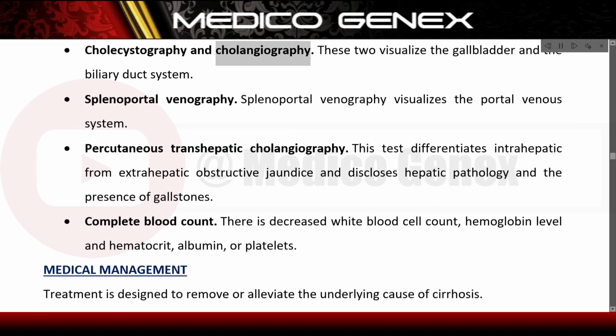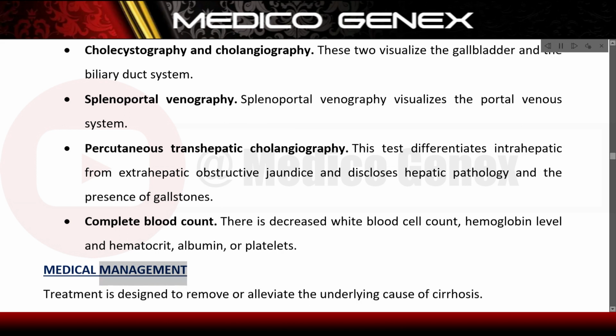Cholecystography and cholangiography. These two visualize the gallbladder and the biliary duct system. Splenoportal venography. Splenoportal venography visualizes the portal venous system. Percutaneous transhepatic cholangiography. This test differentiates intrahepatic from extrahepatic obstructive jaundice and discloses hepatic pathology and the presence of gallstones. Complete blood count. There is decreased white blood cell count, hemoglobin level and hematocrit, albumin, or platelets.